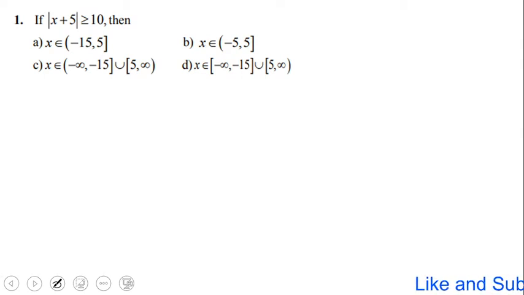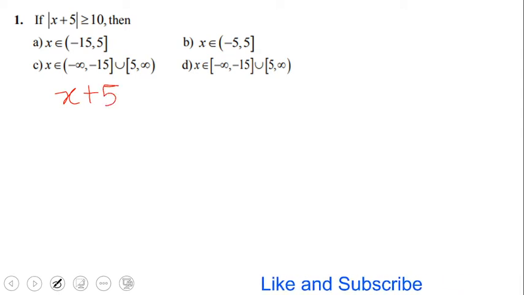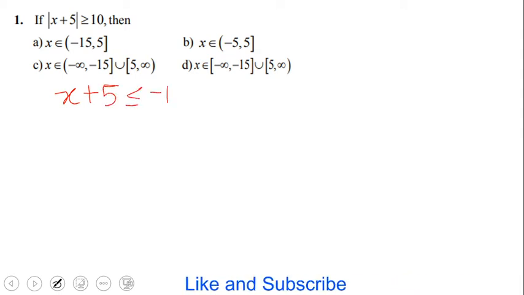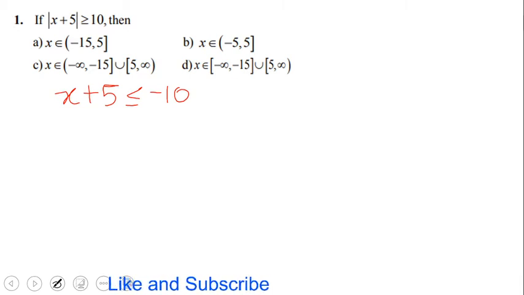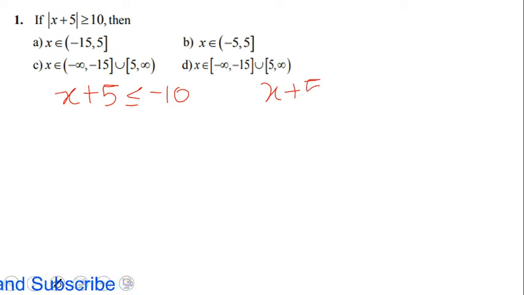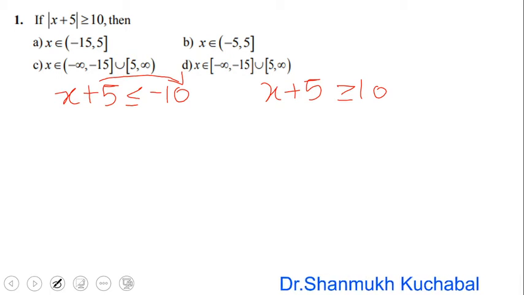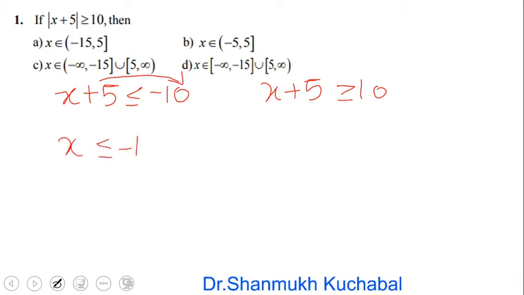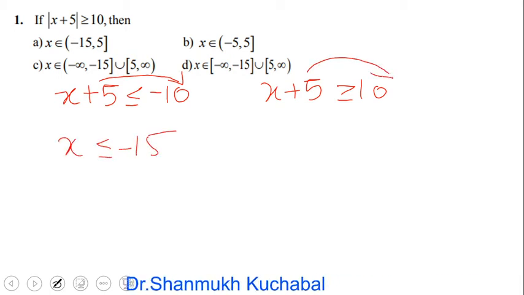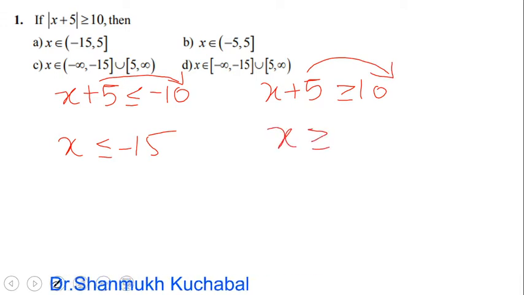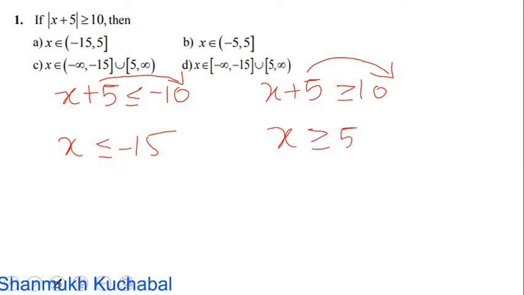Mod means it has two values. One is positive: x plus 5 is less than or equal to minus 10, so I am taking the negative value. The other is the positive value: x plus 5 greater than or equal to 10. Now plus 5 we transport to RHS, it becomes minus 5, so x is less than or equal to minus 15. For the other, plus 5 transported to RHS, we get x greater than or equal to 10 minus 5, so we are going to get 5.